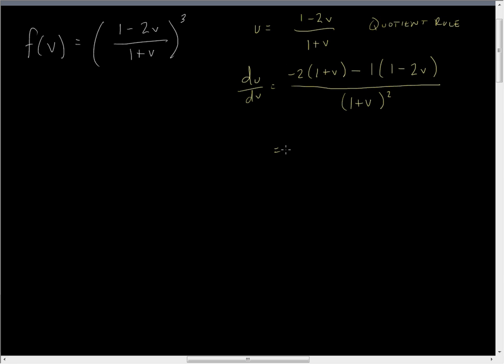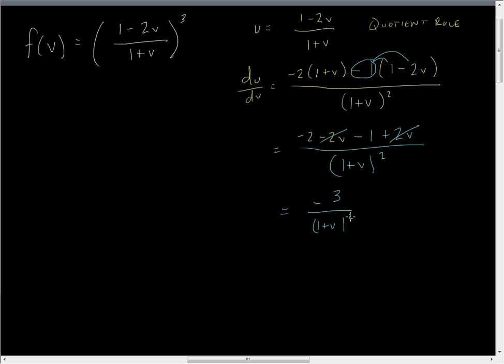Okay, let's spend a little bit of time cleaning this up. Negative 2 minus 2v. Be very careful on this that you distribute this negative 1 to both. So we have a minus 1 and we have a plus 2v. That means that the plus 2v and the negative 2v go away, and we have a negative 3. This is over (1 + v) quantity squared. And so we have negative 3 over (1 + v) squared. This becomes our du/dv.